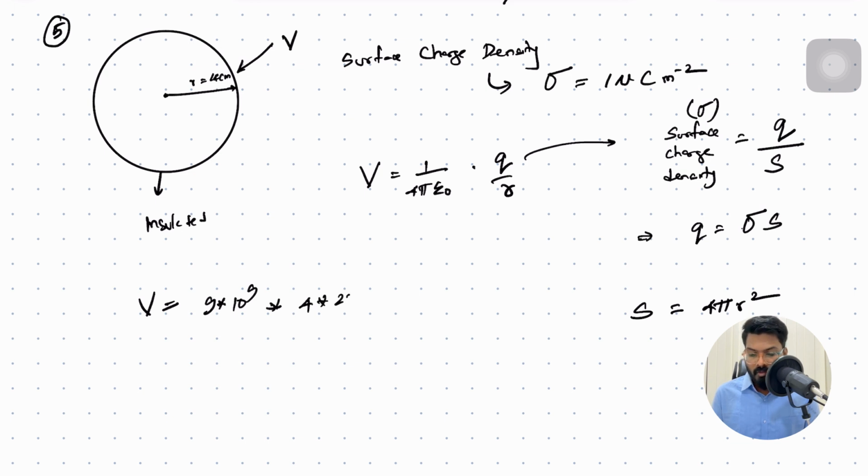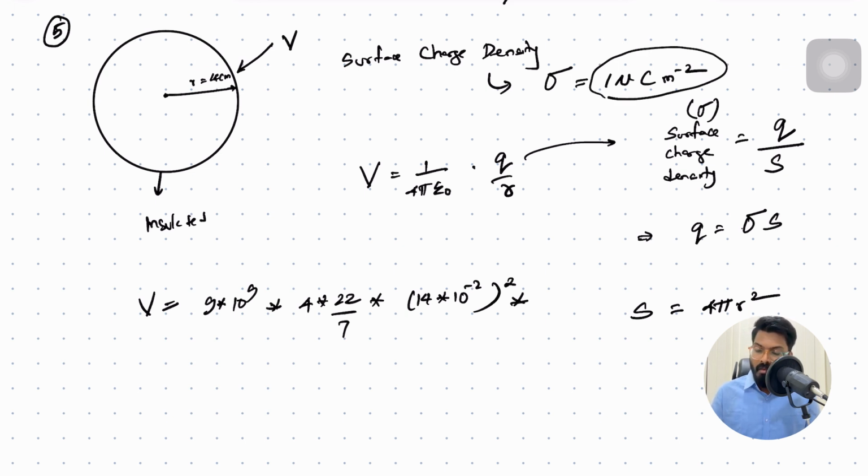4 into 22 by 7 into r, which is 14 into 10 to the power minus 2 because it's in centimeter, that's squared. And then we also multiply it by the surface charge density, which is 1 into 10 to the power minus 6 because that is in microcoulomb. When you solve it, you get an answer of 15840 volt.